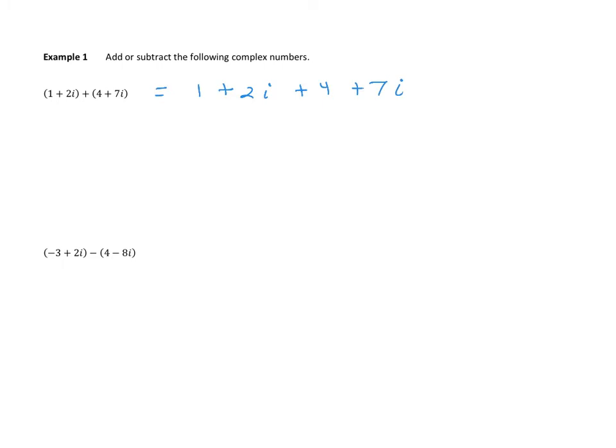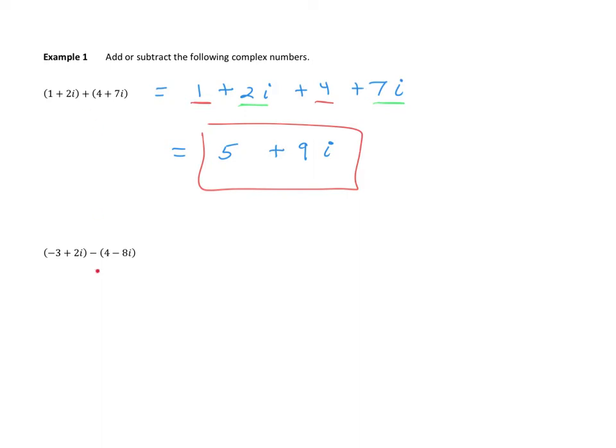We're going to treat the real parts as like terms, because you can add 1 and 4, and the imaginary parts as like terms as well. So you can take 2i and add it to 7i. If we add these together, 1 plus 4 is 5, and then 2i plus 7i is 9i. So this is the sum of the two complex numbers. Basically, you combine like terms, add the real parts to get 5, add the imaginary parts to get 9i.